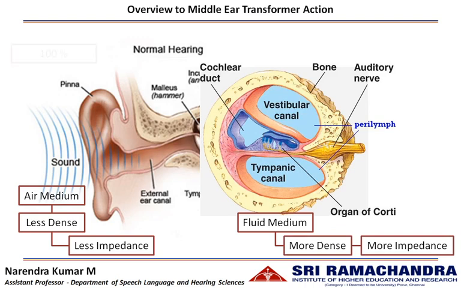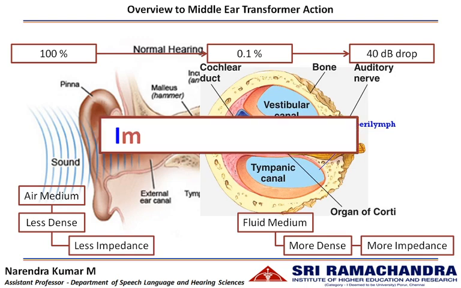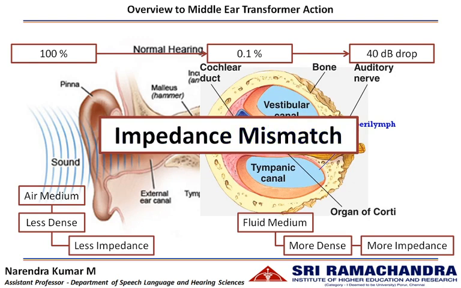When sound travels from air to a fluid medium, it is noted that only 0.1% of the sound enters into the cochlear fluids. The rest of the sound gets reflected back. This corresponds to a drop of 40 dB when the sound from the air enters into the inner ear fluids. This change in impedance from the air to the fluid medium is called impedance mismatch.